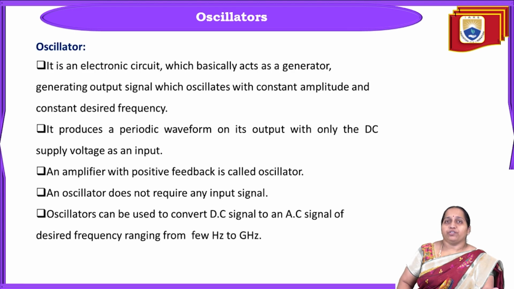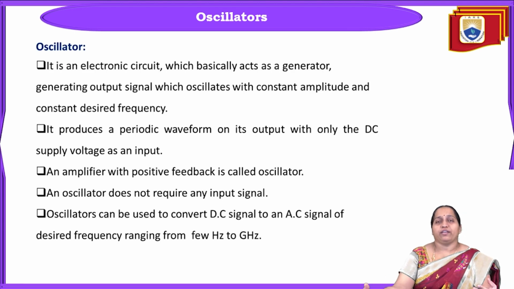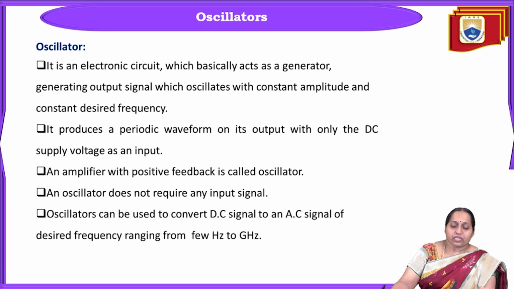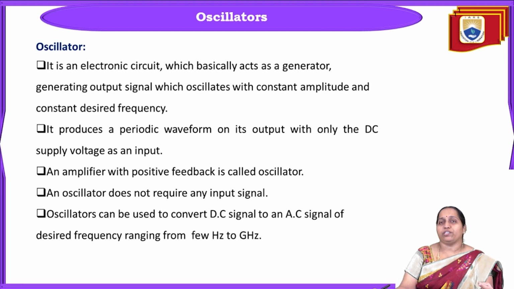Initially we'll just see what an oscillator is basically. An oscillator is an electronic circuit which acts as a generator, generating an output signal which oscillates with constant amplitude and constant desired frequency. It produces a periodic waveform on its output with only the DC supply voltage as input.